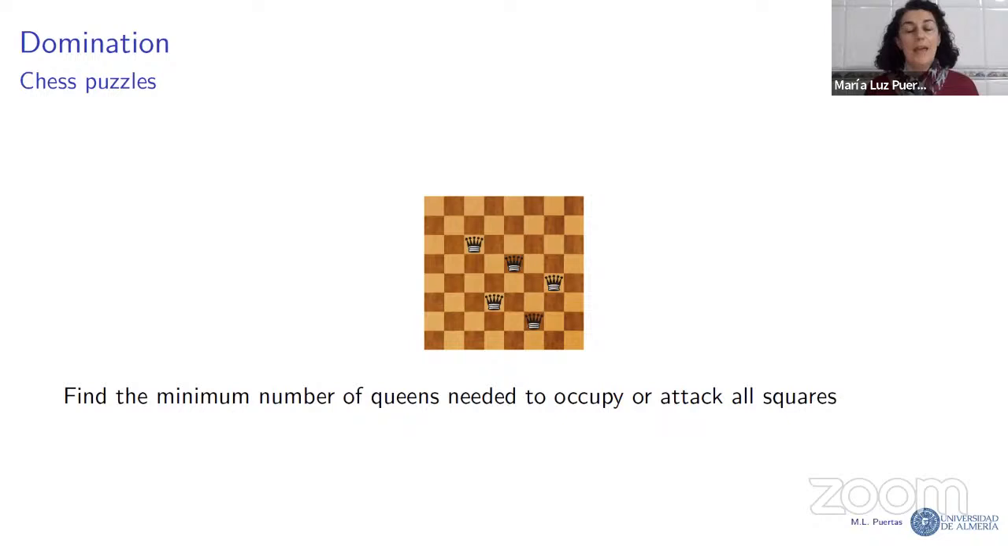In general, it is considered that the first idea about domination in graphs is a kind of chess puzzle that was very, very popular at the end of the 19th century. This kind of question: find the minimum number of queens needed to occupy or attack all squares on a chess board. I put down a possible solution of this problem. With five queens, you can occupy or attack all squares. You can find different arrangements of five queens.